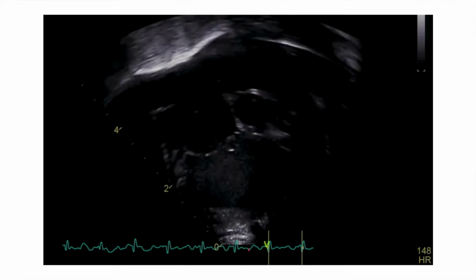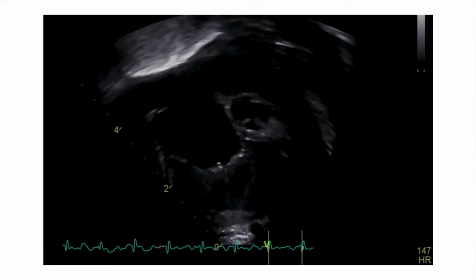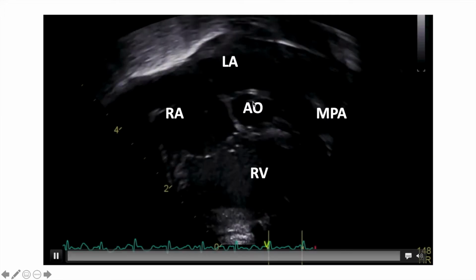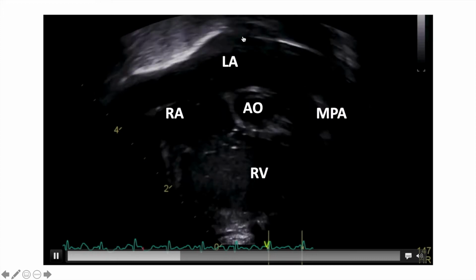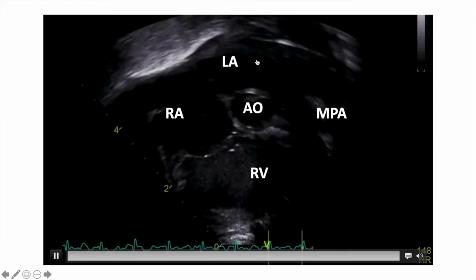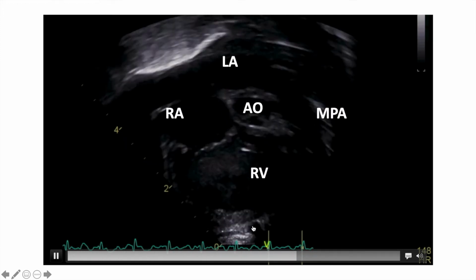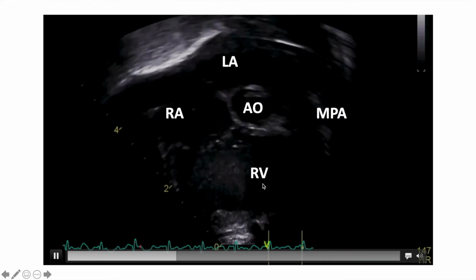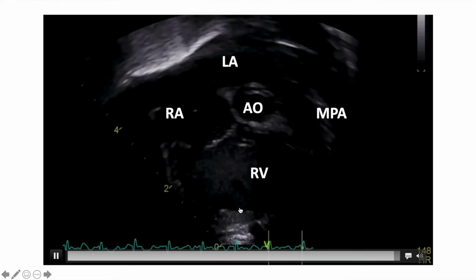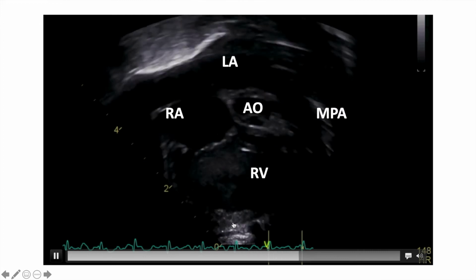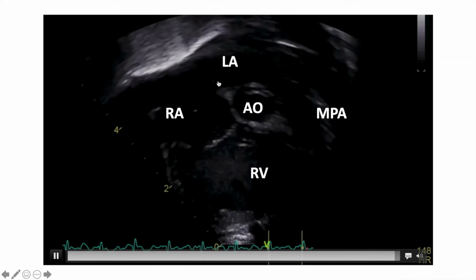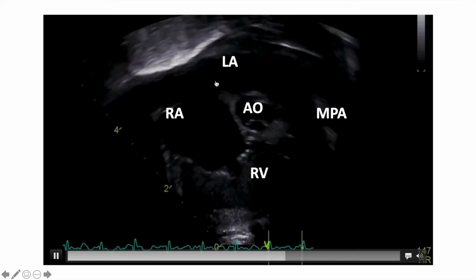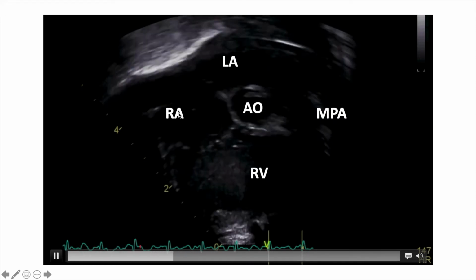I'm just going to put the labels on the clip so it helps you with the orientation. As you see, the aortic valve is in the center of the image. The LA is the most posterior structure of the heart, so it's further away from the probe, which is down here. And the RV is the adjacent structure to the probe, so the probe is exactly on top of the RV. You have the interatrial septum that separates the LA from the RA.